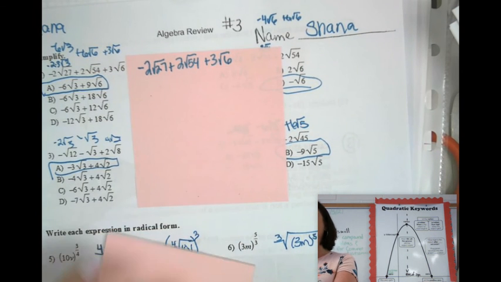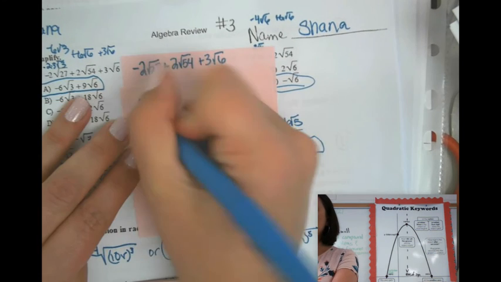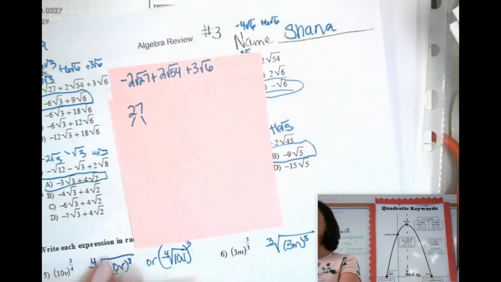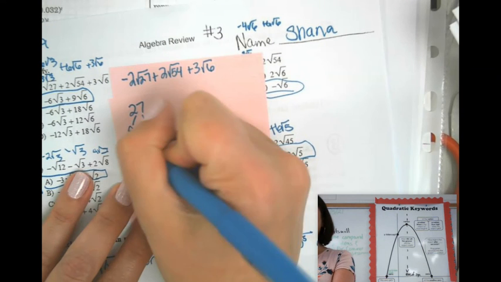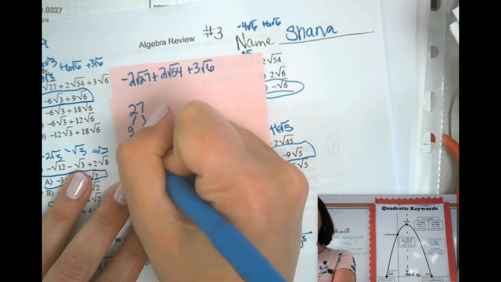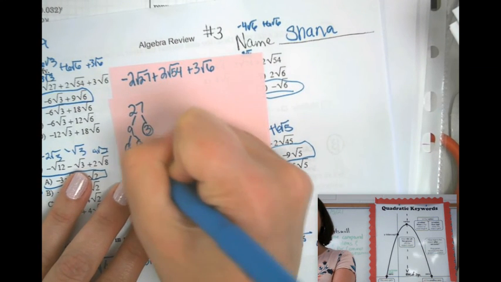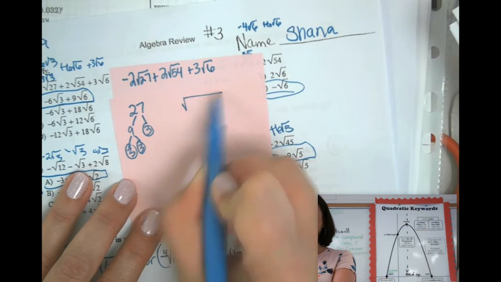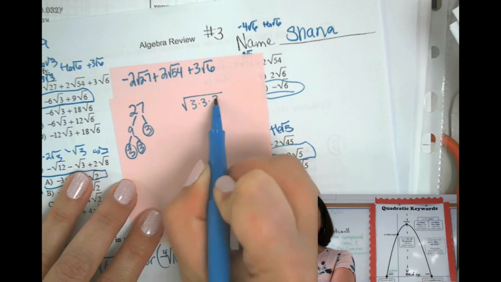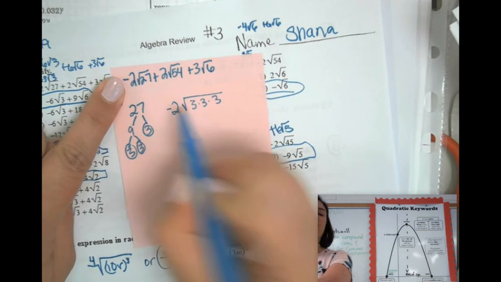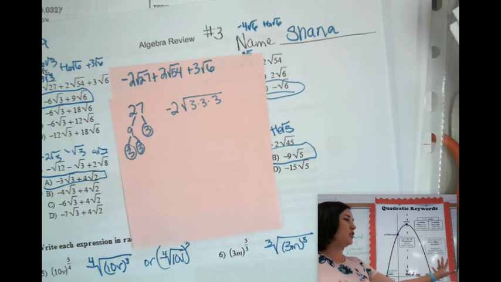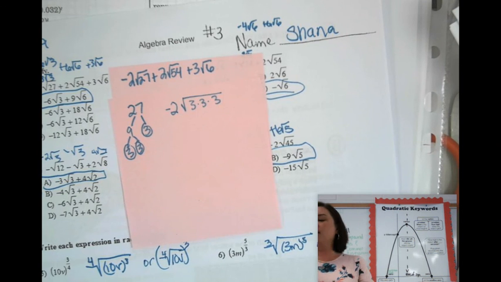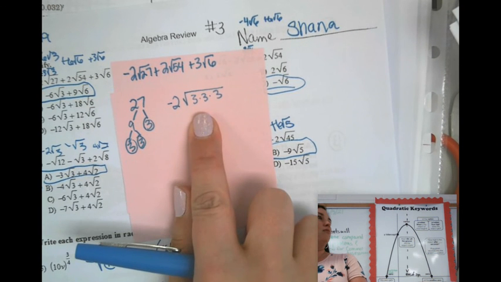So we are going to make a factor tree of 27 to begin with. So what are two numbers that multiply to give me 27? 9 and 3. And then 3 times 3 is 9. So I put the 3, 3 under the radical. And don't forget there was a -2 out front. So I'm just going to write. I'm just dealing with the first term right now.